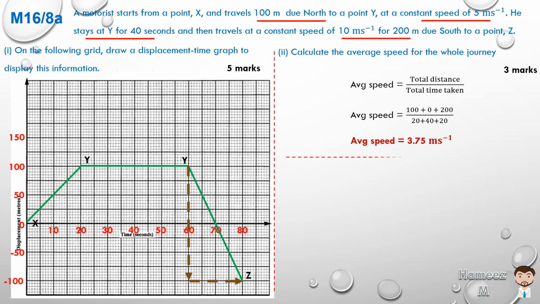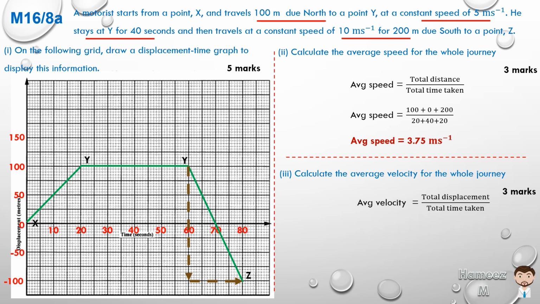That's the average speed. And part 3, calculate the average velocity for the whole journey. So the average velocity will be the total displacement divided by total time taken. So the total displacement is, it went up 100 and then went in the opposite direction 200. So 100 minus 200 over the same time, 20 plus 40 plus 20 for the 3 phases. So that will give us minus 100 over 80. So the average velocity is minus 1.25 meters per second.